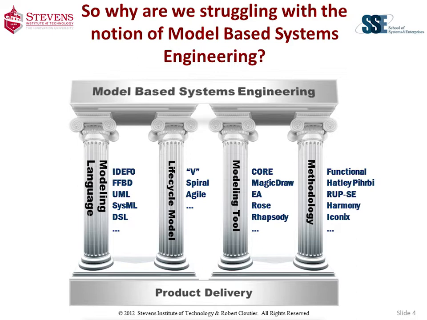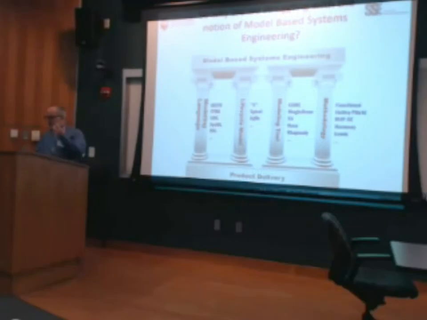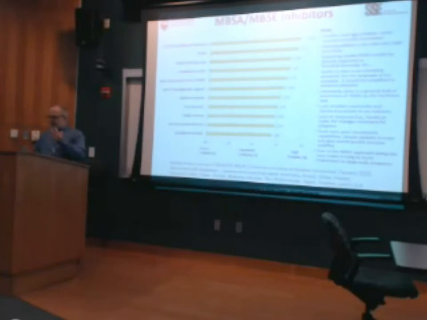Now we worry about also what's the modeling tool. Are we going to use Core from Vitech or MagicDraw or EA or any of the host of SysML tools that are out there? Are we going to use Doug Dori's OPM? There's a lot of different really good modeling tools out there that you also have to think about and decide, and you have to worry about what your methodology is, because a lot of these languages don't come with a methodology, okay? Am I going to use functional decomposition? Am I going to use Hatley-Pirbhai? Am I going to use Harmony-SE? Am I going to use Iconix? There's a lot of different methodologies. And any one of these decisions with these 4 pillars are going to drive some of the other decisions. And there's no right or wrong order. It's part of what you have to do.